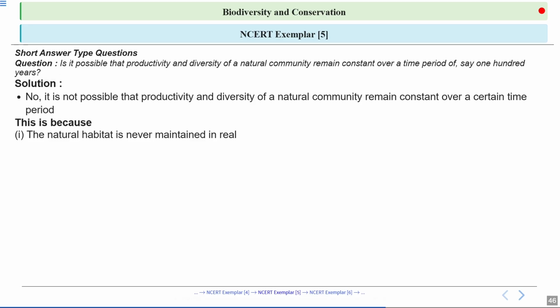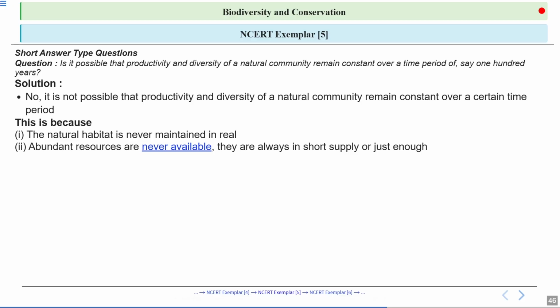The natural habitat is never maintained in reality because ecosystems are constantly changing due to natural processes like weather, natural disasters, and the interactions between living organisms. Human activities also play a significant role in altering these habitats, leading to changes in species composition and environmental conditions. Even though resources like food, water, and space may be plentiful, they are actually limited and must be used wisely. Living organisms, including humans, need these resources to survive, and if they are overused, they can run out.